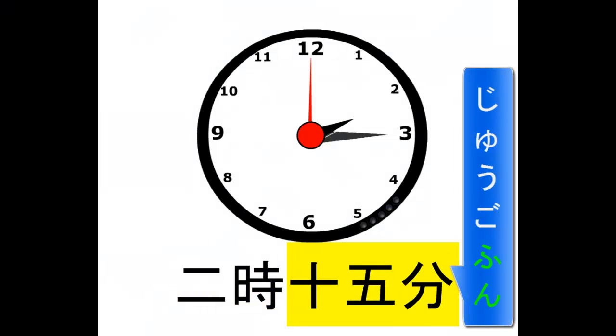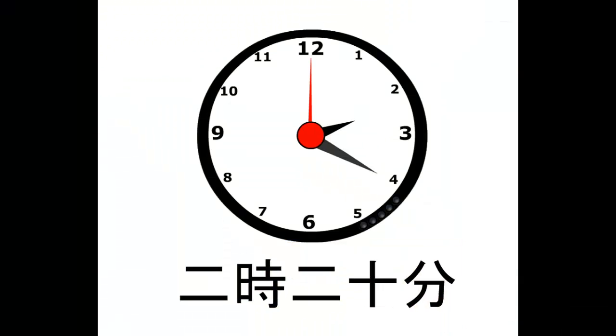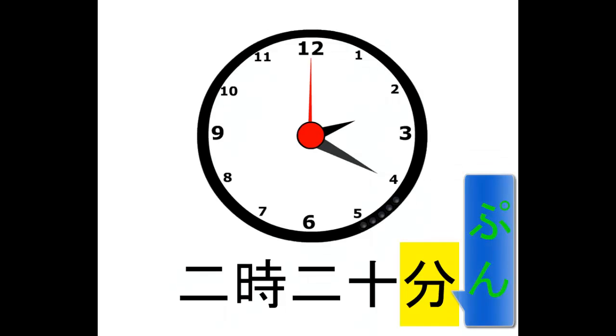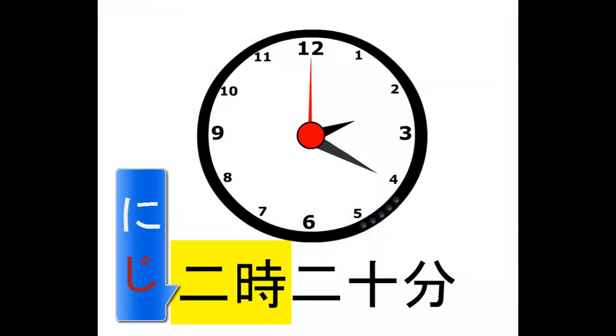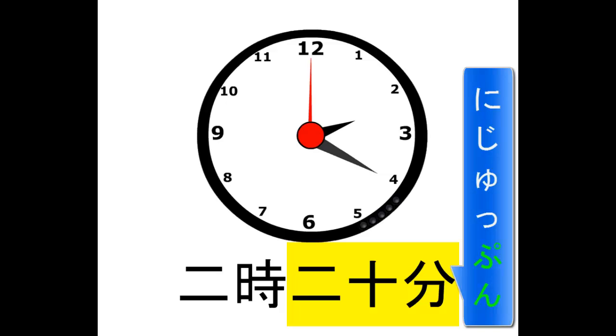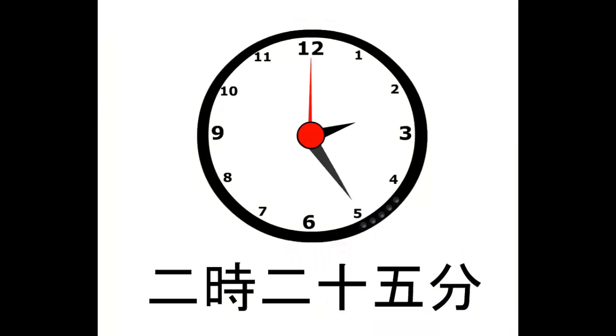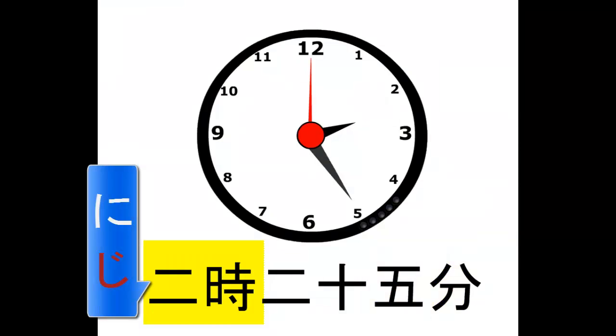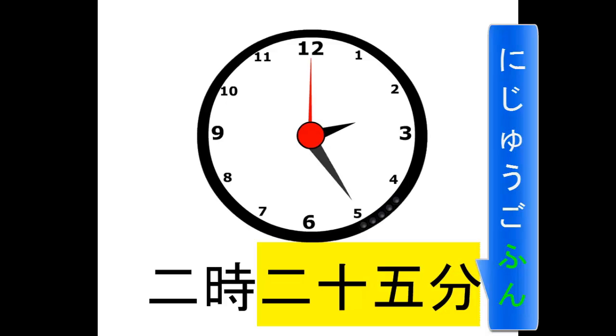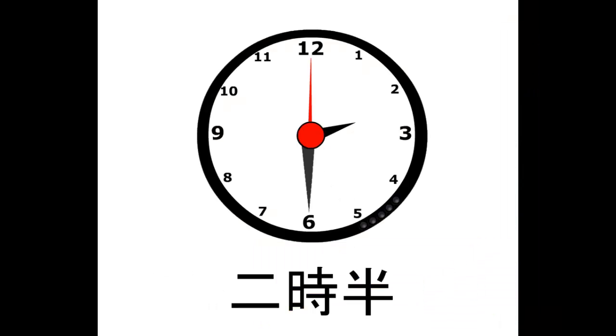For 20 past 2, we're going to be using the same pronunciation of fun as we did with 10 past 2, and that was pun. So we get niji 20分. With 2:25, we're back to the pronunciation of minute which is used with 5, and that is 5分. So we put the whole thing together and we get niji 25分. 2:25. We don't have to worry about 2:30 because we can say half past 2.